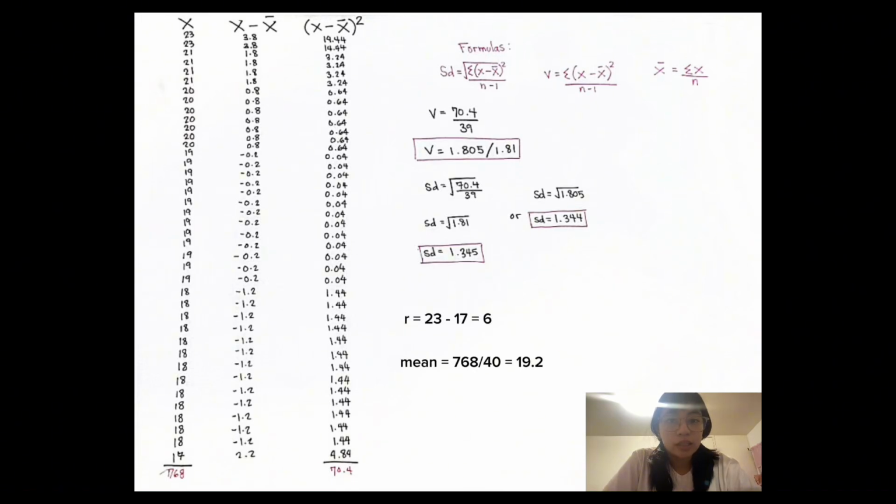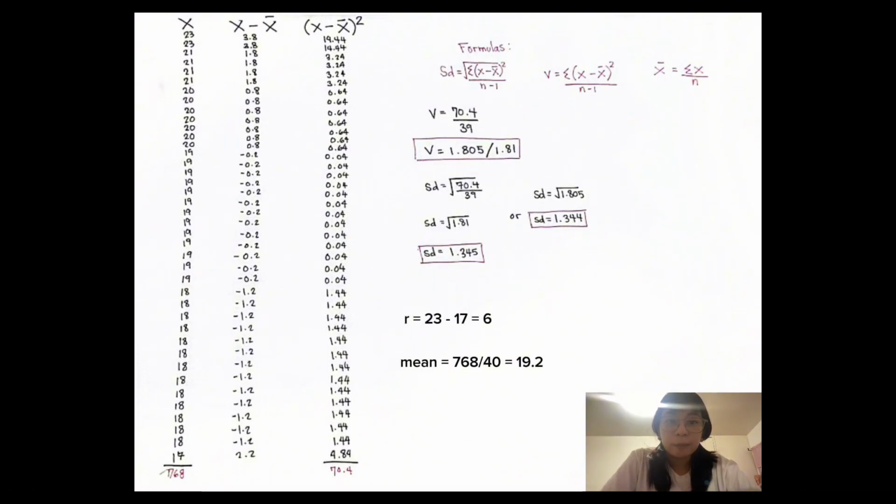Step 4. Now we add all the values in x minus mean squared, and here we have the total of 70.4. To find the variance, we use the formula v is equal to the summation of x minus mean squared divided by n minus 1. Since we already have the summation of x minus mean squared, which is 70.4, we now divide it by 40 minus 1, and that being 39. Now we have our variance, which is 1.805, or rounded off to 1.81.